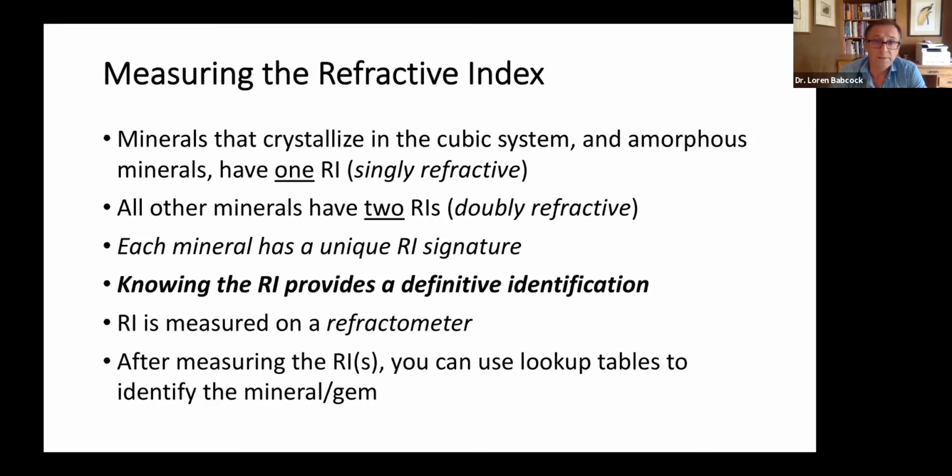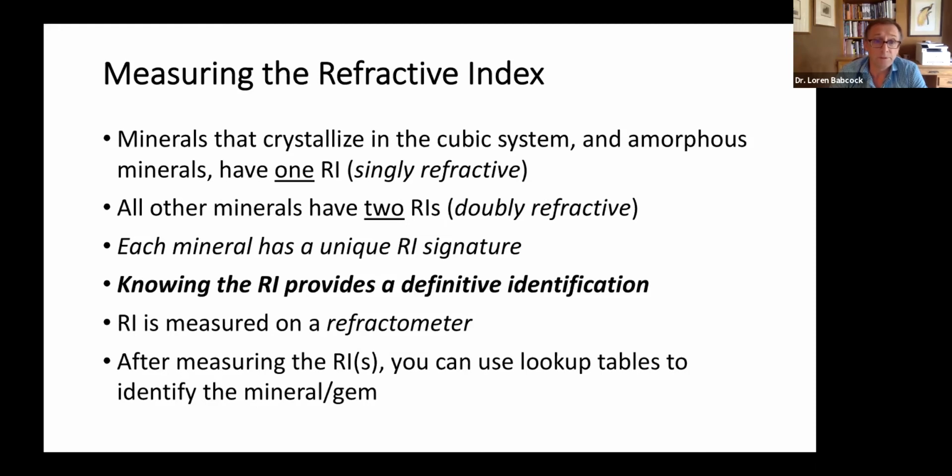Each mineral has its own unique refractive index signature. Or in the case of the minerals that are doubly refractive, which is the vast majority of them, they have two unique refractive indices that can be used to identify them. Usually they're not too far apart. They're usually fairly close together. But the key here is that if you know the refractive index, you have a positive identification. It's the best way to identify a mineral, the best way to identify a gemstone.